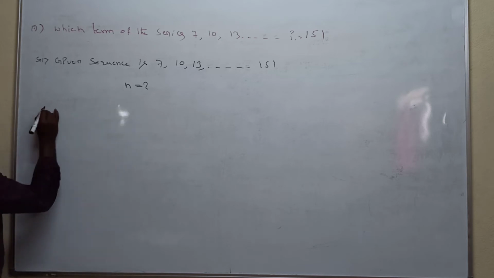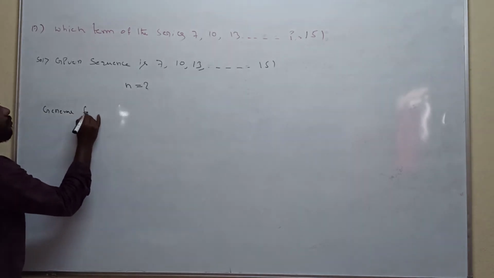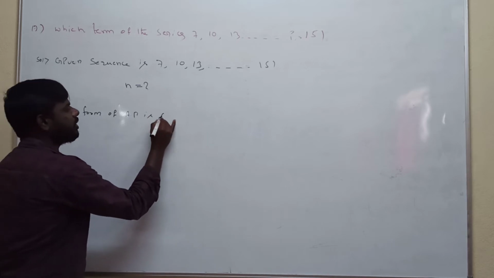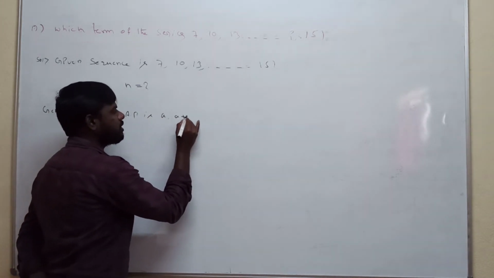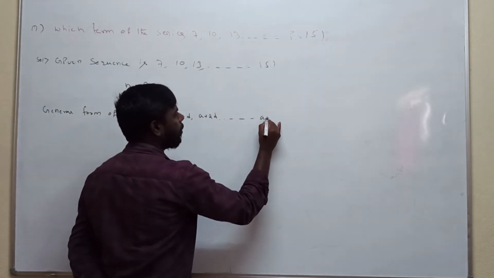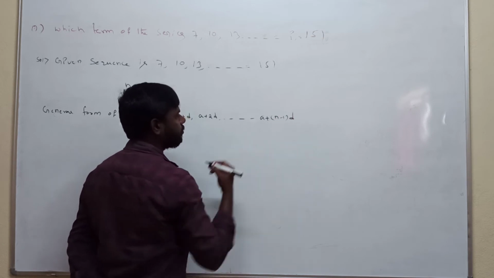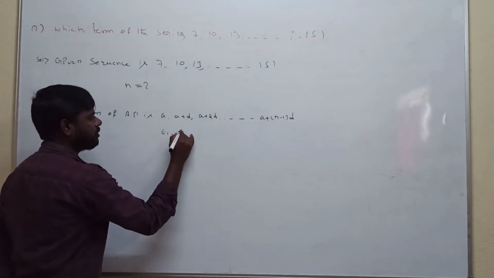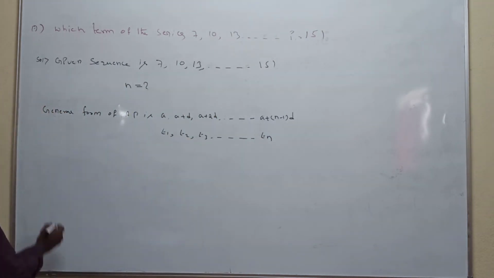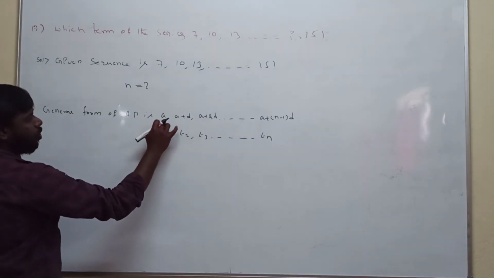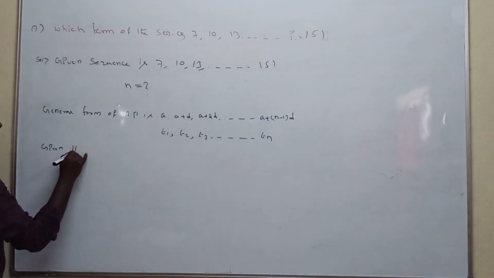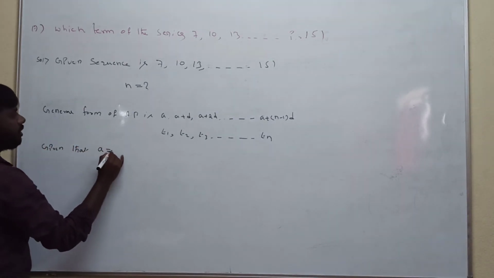So now, how to calculate the n value? Normally, the general form of an arithmetic progression is: first term is a, second term is a plus d, third term is a plus 2d, and so on, the nth term is a plus n minus 1 into d. Now the first term is denoted by t1, second term t2, and so on tn. Now this is the solution. The first term is denoted by small a, and small a is given as 7.